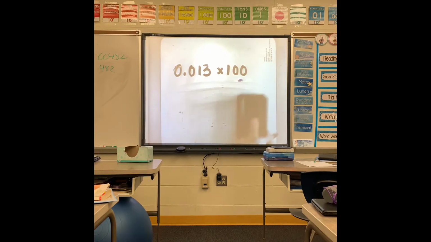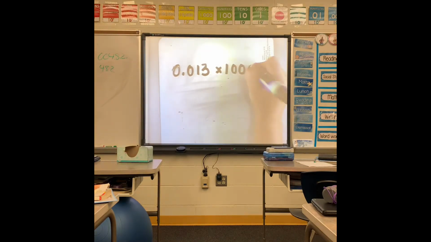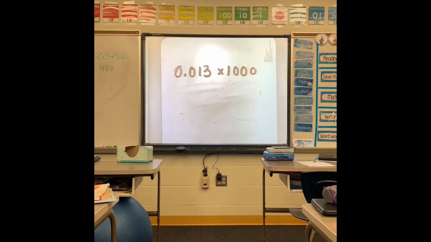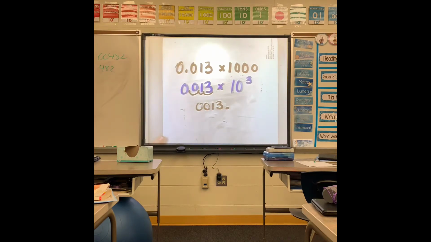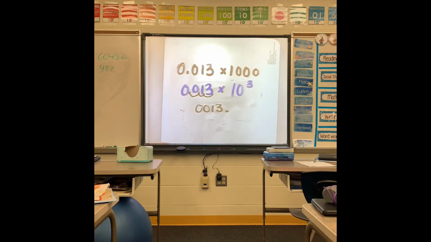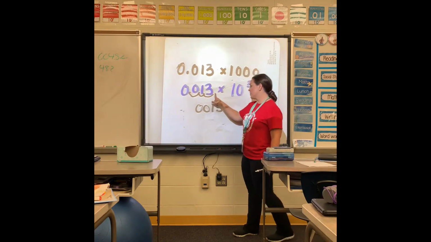I'm gonna keep the same number. This time I'm gonna add another 0. So now this is the same thing as 10 to the third because I have 3 zeros there. So now because my exponent is 3 and I'm multiplying, go to the right 3 times. 1, 2, 3. And my decimal's at the end now. So look at that. I went 1, 2, 3, my decimal's at the end.